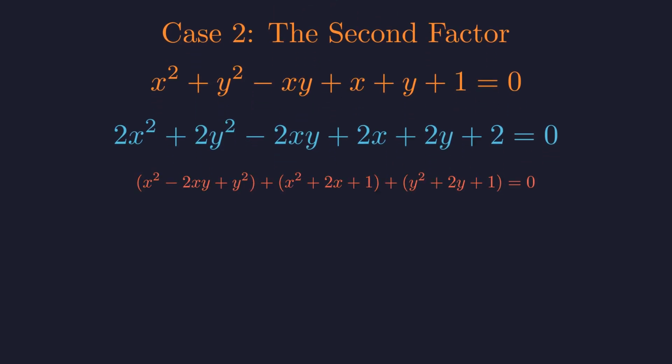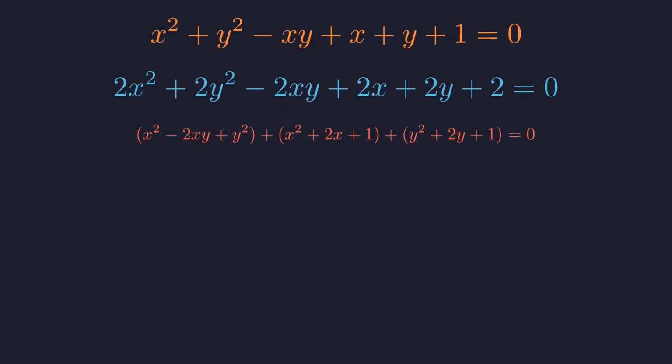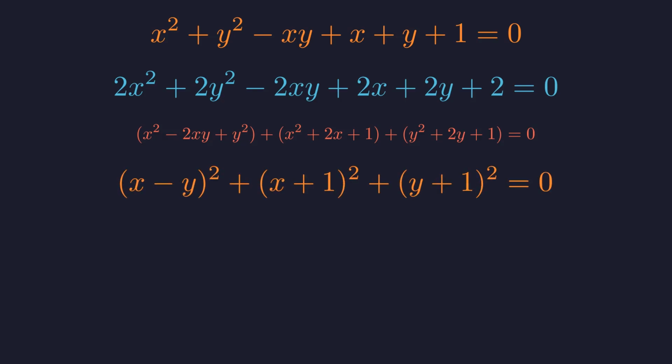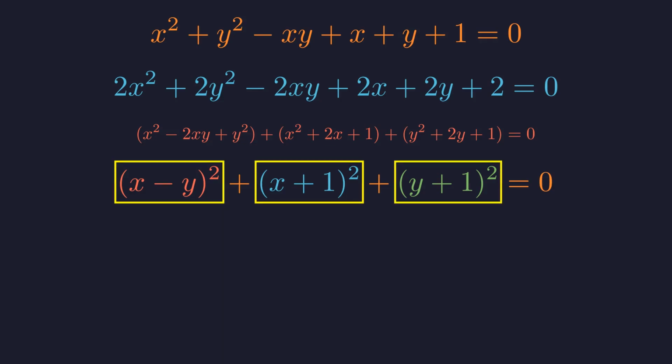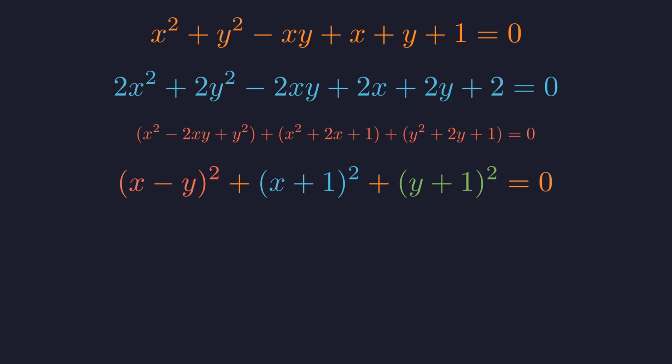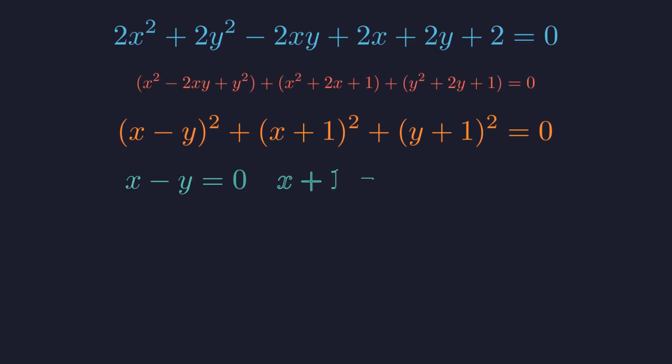Now we see the sum of 3 squared terms. See how the whole expression becomes the sum of 3 squared terms? That's a key insight. For any real numbers x and y, squared terms can't be negative. The only way their sum is 0 is if each one is 0 by itself. So x must equal y, x must equal minus 1, and y must equal minus 1.